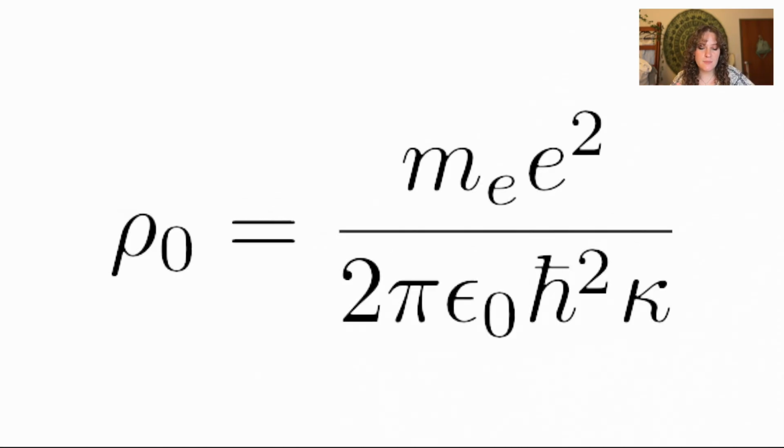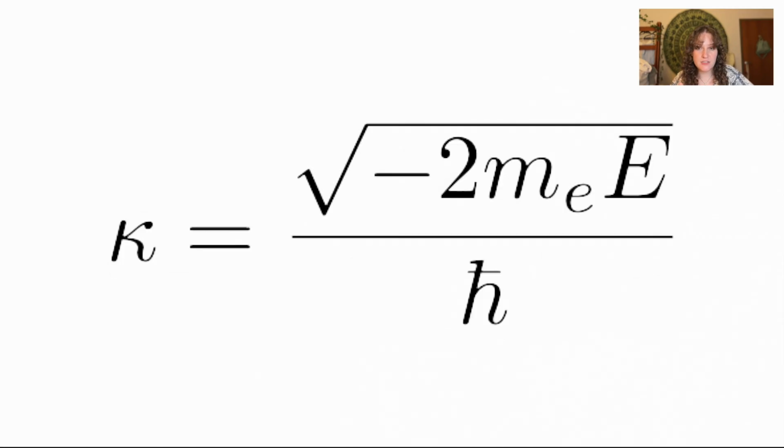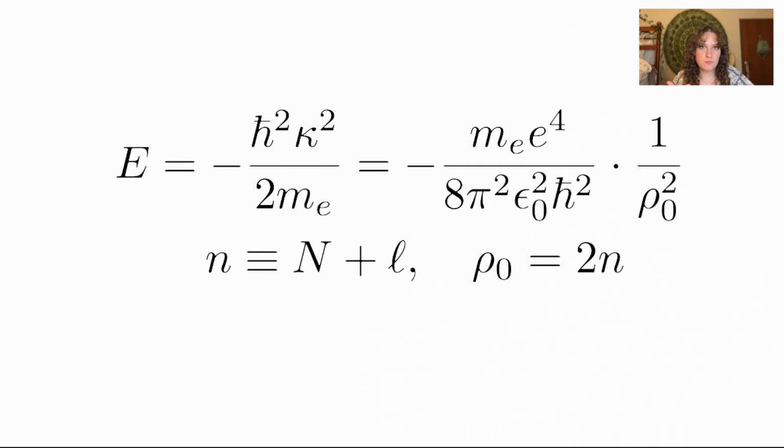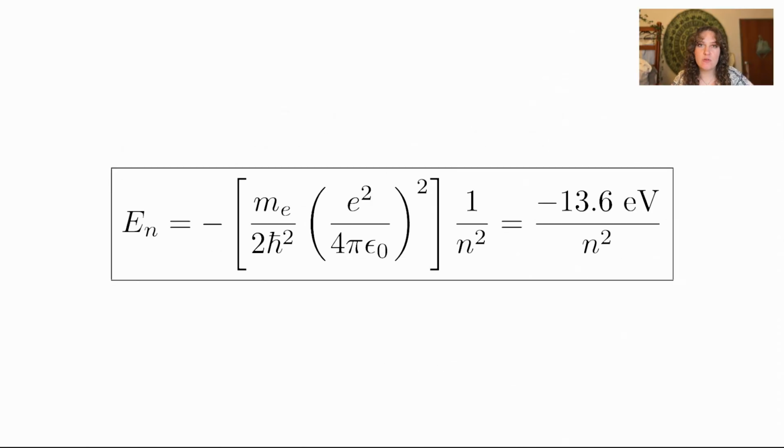Recall that rho naught depends on kappa, and kappa depends on E. If we work backwards, this is what we get. And since rho naught equals 2n, we get... And that's the Bohr formula. Every allowed energy of the hydrogen atom, labeled by a single integer n. And it came from one requirement: the power series for the radial wave function terminates. Same logic as the harmonic oscillator. Quantization is the price of normalizability.